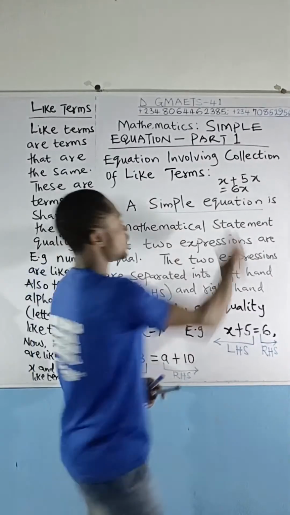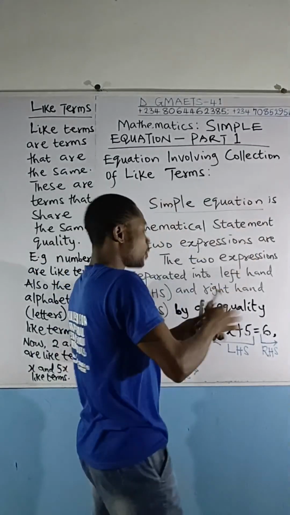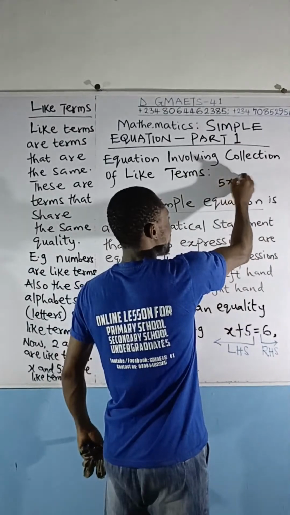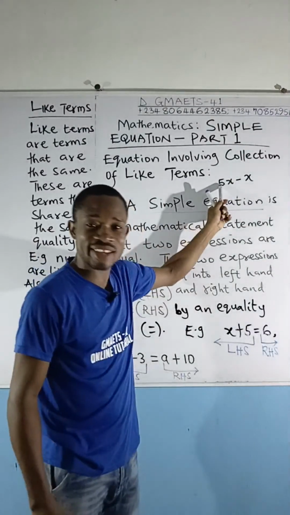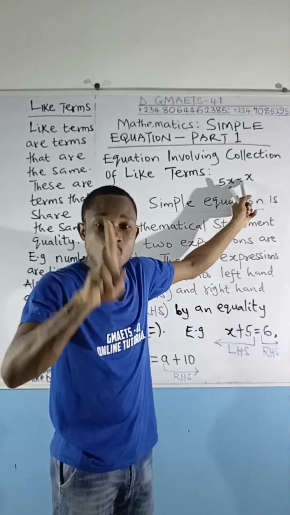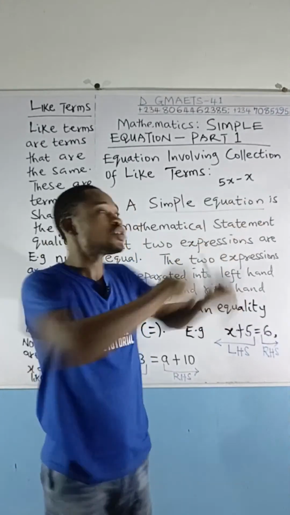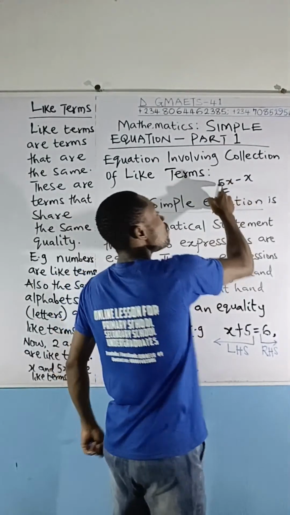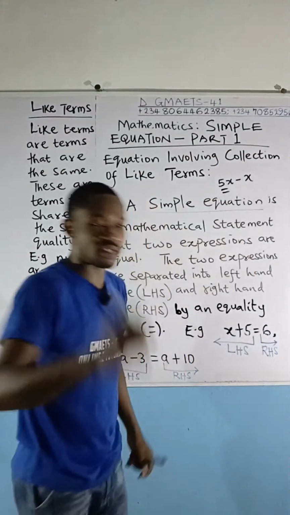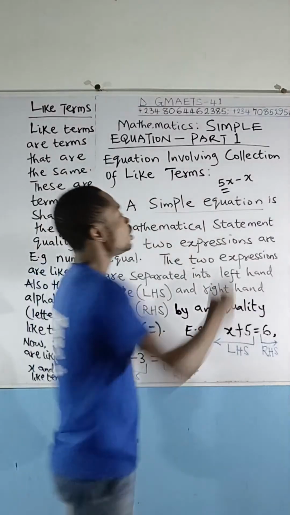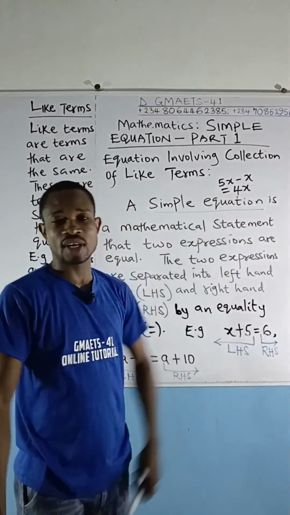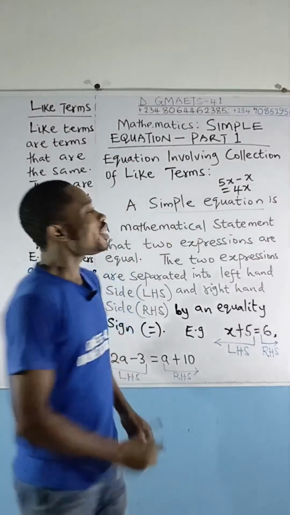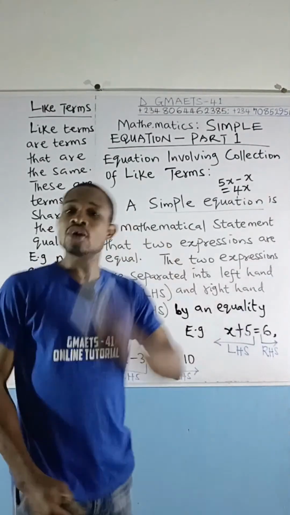I'll give you another example. Suppose it is 5x minus x. This means 5x minus 1x. You can solve this and get 5 minus 1, which is 4. So this is 4x. So like terms can be added or subtracted.